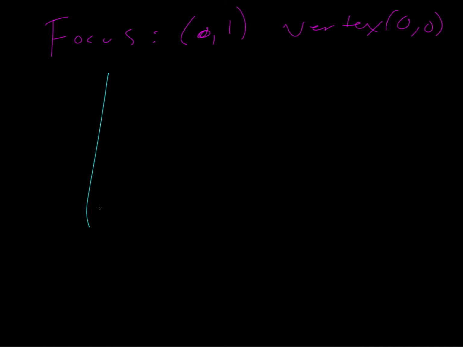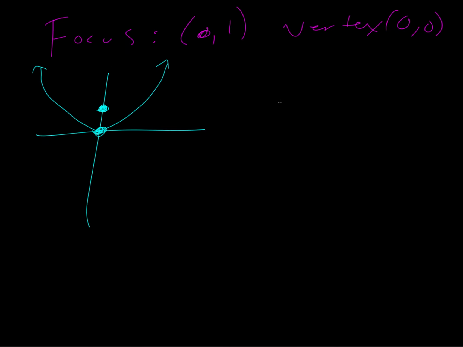Now we're given that we got a focus at (0, 1) and a vertex at (0, 0). Let's look at that for a second. So we draw it, and (0, 0) is the vertex. I'm just going to take a guess that we got this. And the focus is at (0, 1). Okay, so I guessed right.